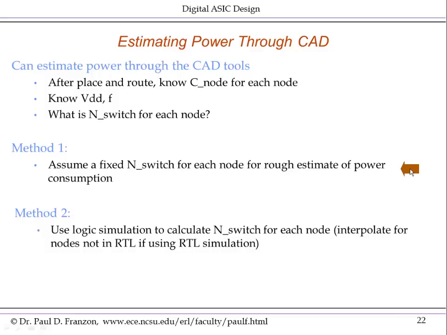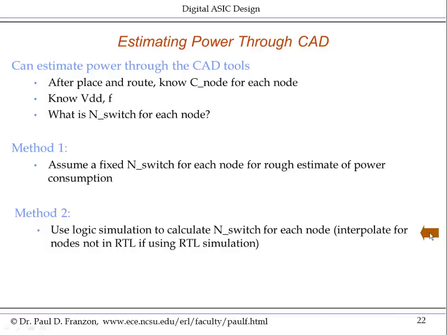Because any estimate of N switch is going to be out. In fact, the tools that do this tend to use an N switch of around 50%, and thus will overestimate power. However, for comparative calculations, this still can be quite useful.